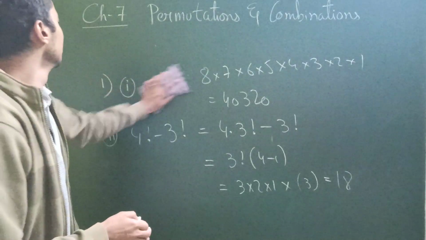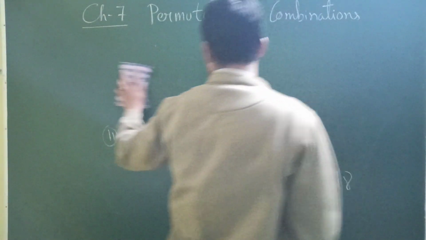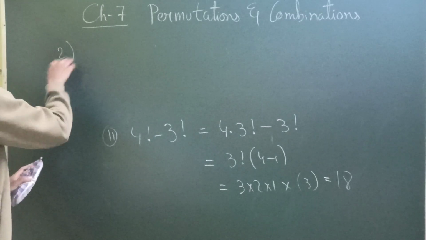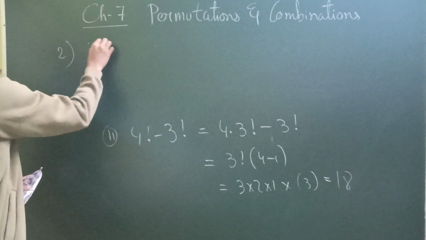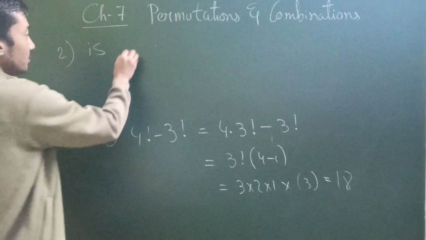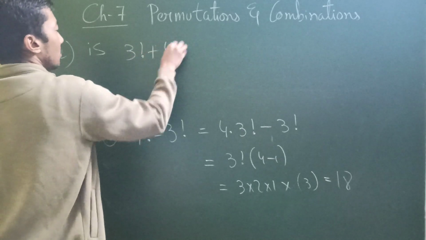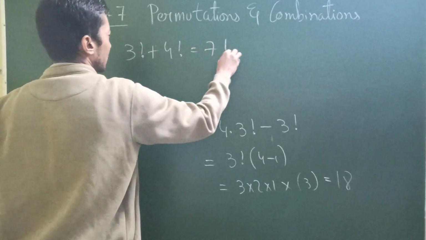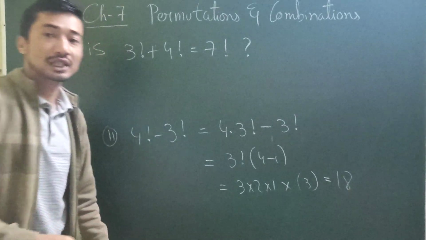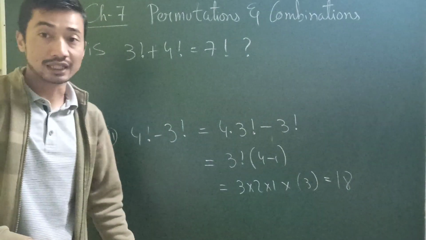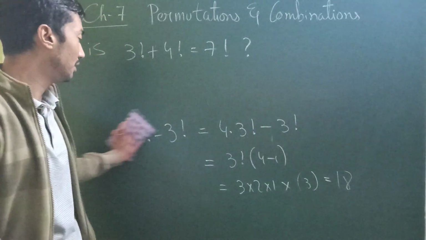Alright, so very simple, isn't it? Question number 2. Now the question is: 3 factorial plus 4 factorial is equal to 7 factorial. Actually, a very good question to clear some doubts. We cannot add like that. We will not be able to add like that.